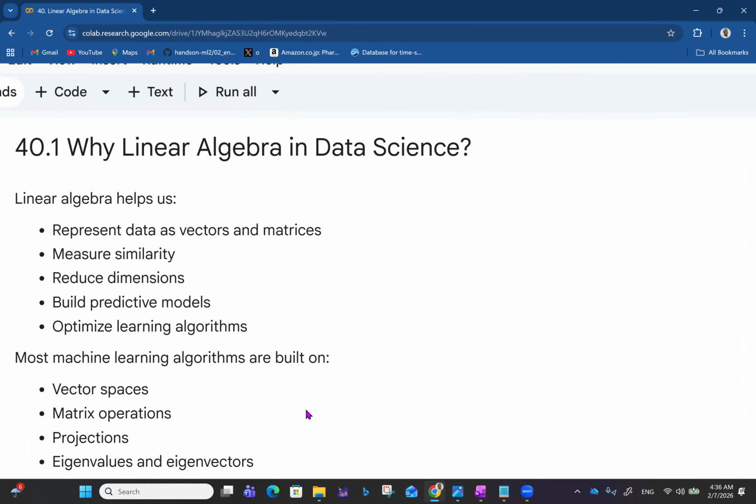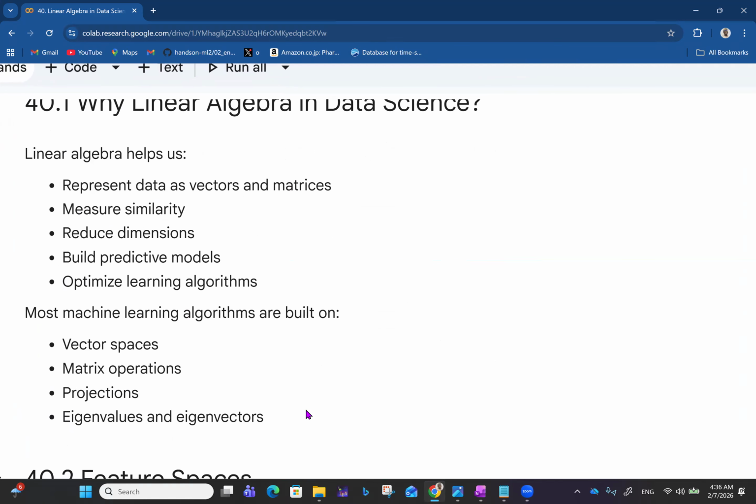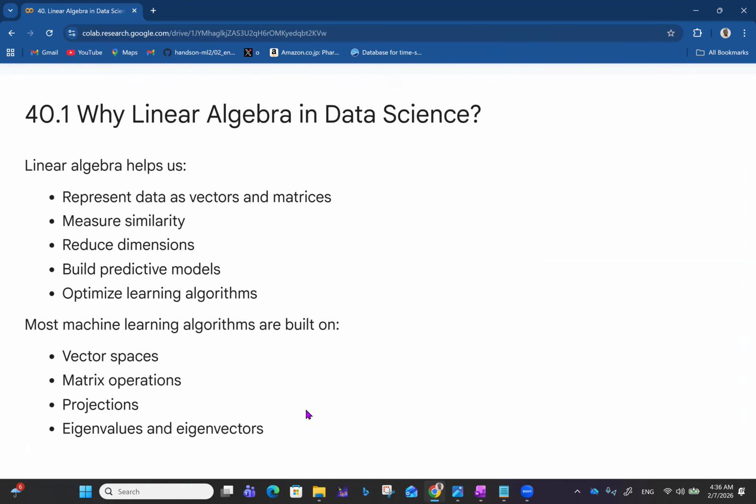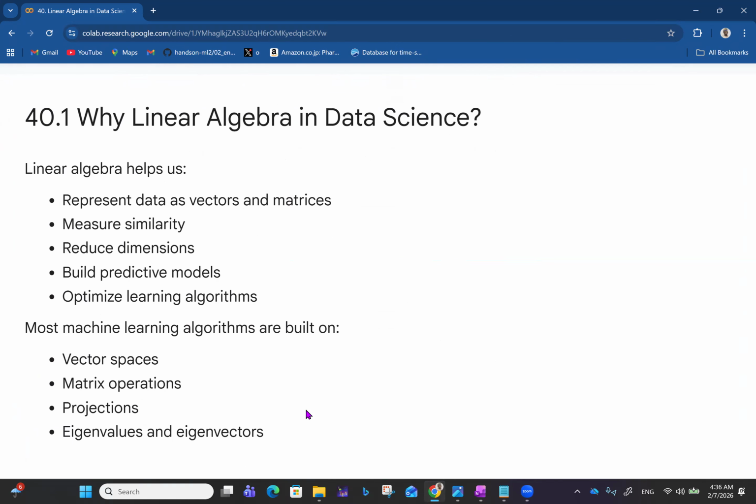So straight up, we talk about why linear algebra in data science. Why do we have to talk about linear algebra in data science? First of all, linear algebra helps us to represent data as vectors and matrices. That's one thing we've seen all along. And it helps us to measure similarity, to reduce dimensions, to build predictive models, and optimize learning algorithms, because it's all about reducing error and getting the best results we can get under whatever constraints we might have.